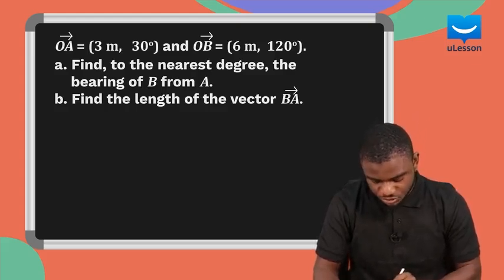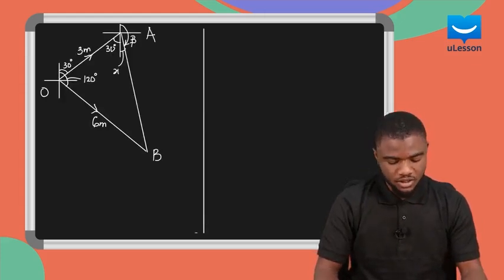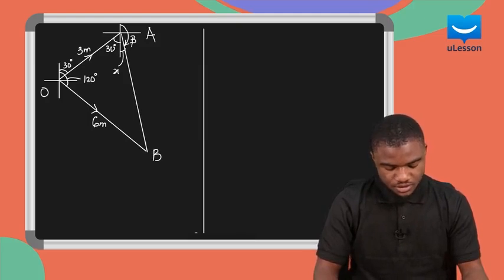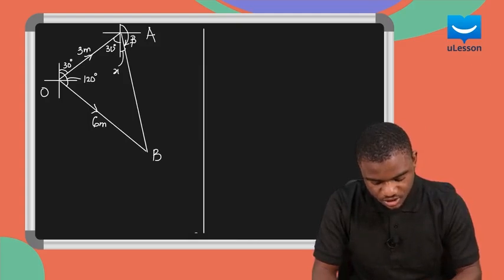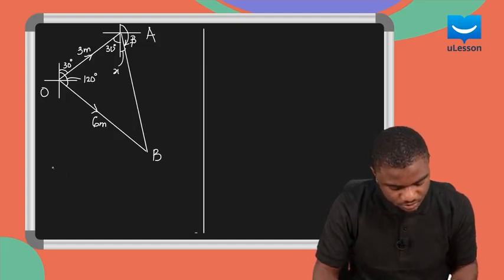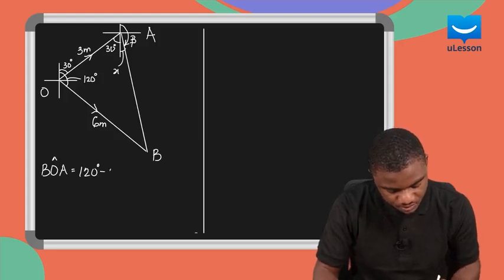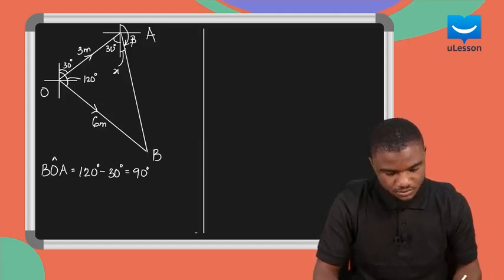Now let's draw out the vector representation given. We have OA and OB drawn as shown. The bearing of B from A has been represented by beta on the diagram. From here, on the diagram, we can see that the angle BOA is equal to 120 degrees minus 90 degrees, minus 30 degrees, which is equal to 90 degrees. And this means that we have a right angle triangle for the triangle AOB.